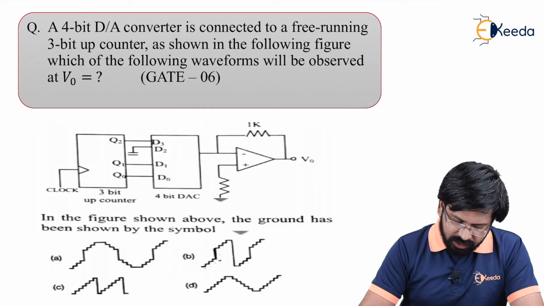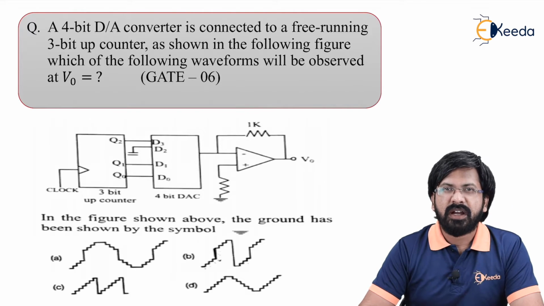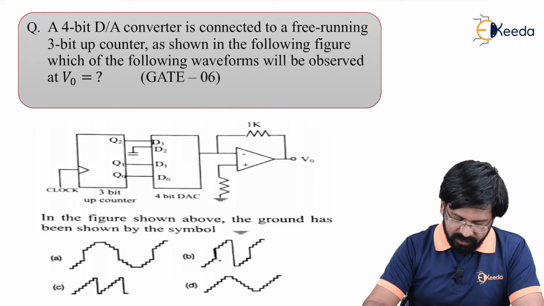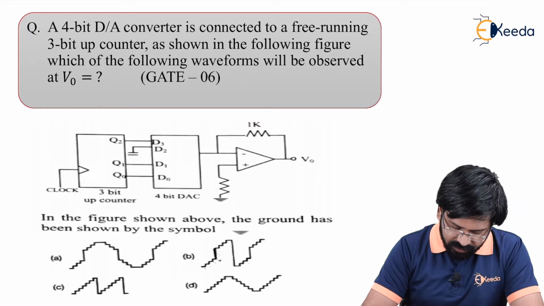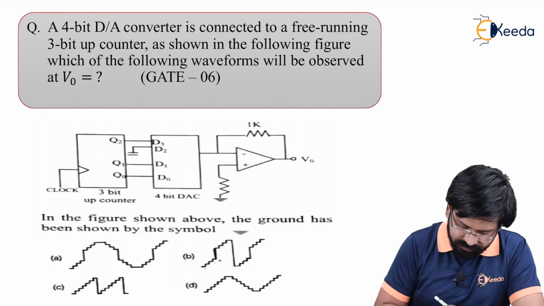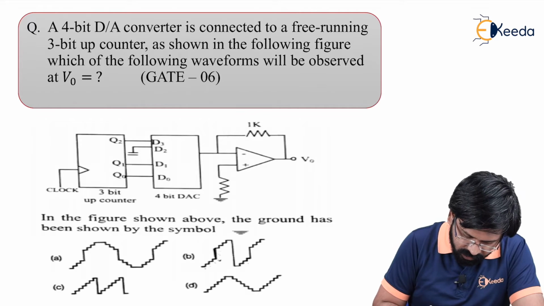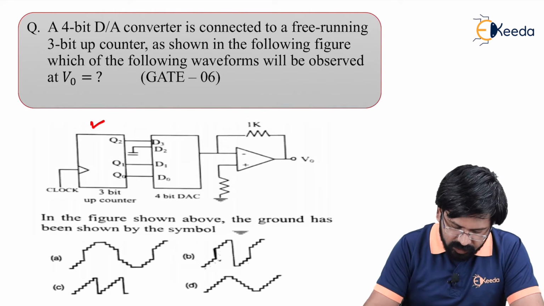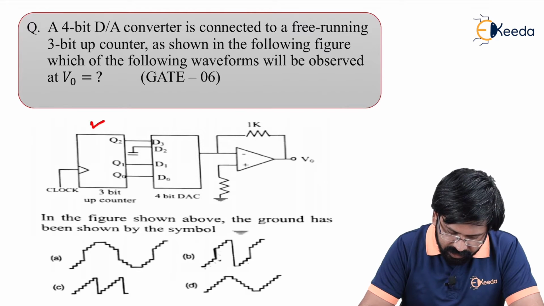A 4-bit D2A converter is connected to a free running 3-bit up counter as shown in the figure. Which of the following waveform will be observed at V0? So what you see here is a 3-bit up counter, to which a clock is provided. Now what is meant by a 3-bit up counter?